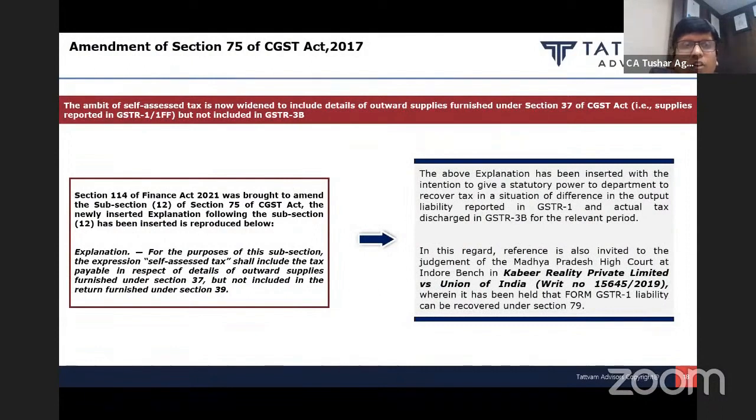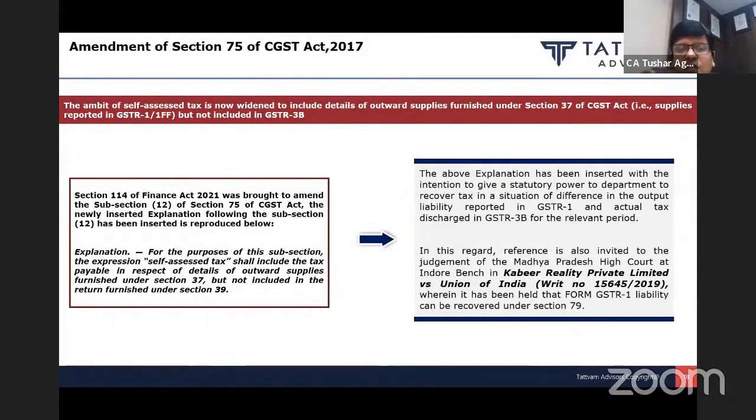Now, what they have done is in section 75 subsection 12, very important. Let's read together very clearly. It says that notwithstanding anything contained in section 73 or 74, it does not matter what is there in 73, 74, I will not go by this SCN process. In case of self-assessed tax, the departmental officials have the right to directly start the recovery proceeding under section 79.